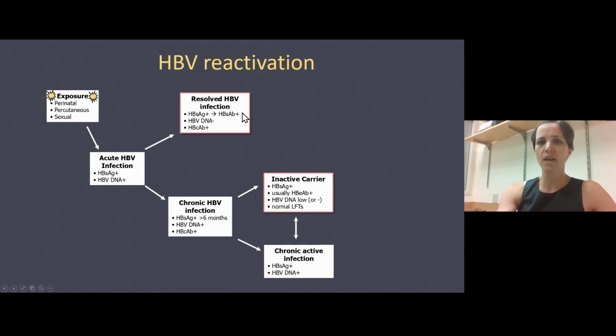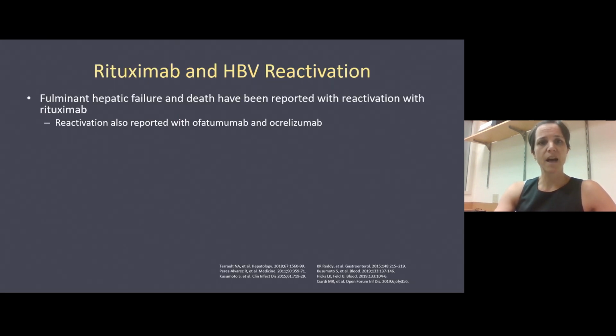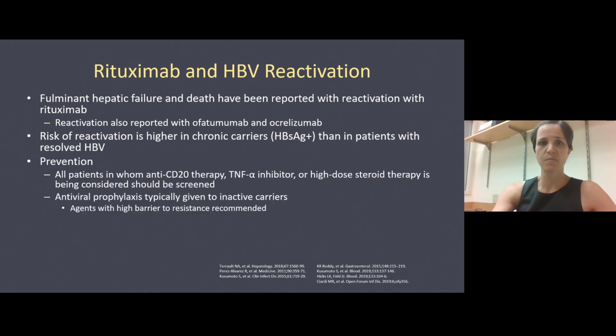So it's these people and these people who, when you give rituximab, can reactivate, meaning surface antigen becomes positive if you're in this category, or E antigen becomes positive if you're in this category. Your DNA becomes very, very high, and you develop abnormal LFTs. So fulminant hepatic failure and death have been reported with reactivation with rituximab and some of the other CD20 antibodies. The risk of reactivation is higher in people who are surface antigen positive, these chronic carriers, than in patients with resolved hepatitis B.